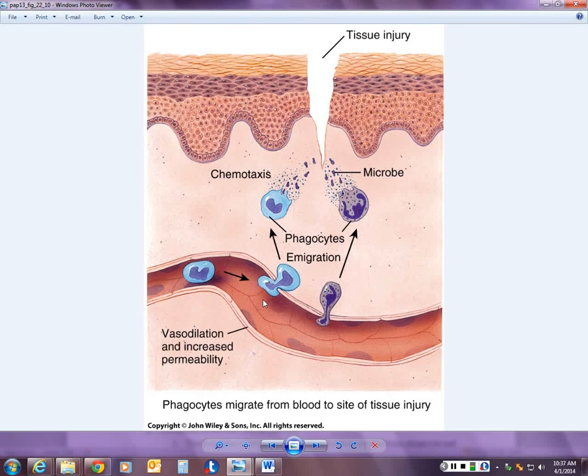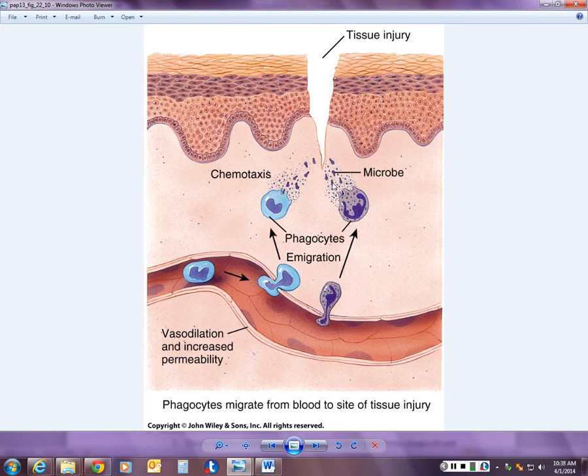Well, vasodilation causes the endothelial cells lining the blood vessel to become a little bit more spaced apart. And essentially, because of that, the vessel becomes leakier, or we say it has increased permeability. Due to the increased permeability during the process of bulk flow, more fluid will begin to escape out into the surrounding tissues around this vessel.